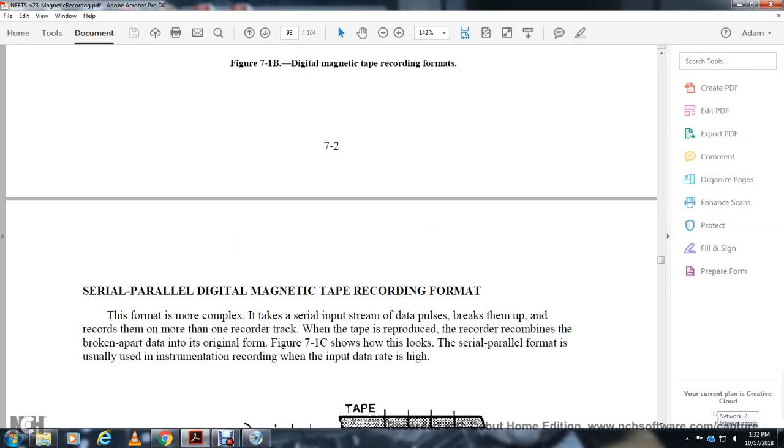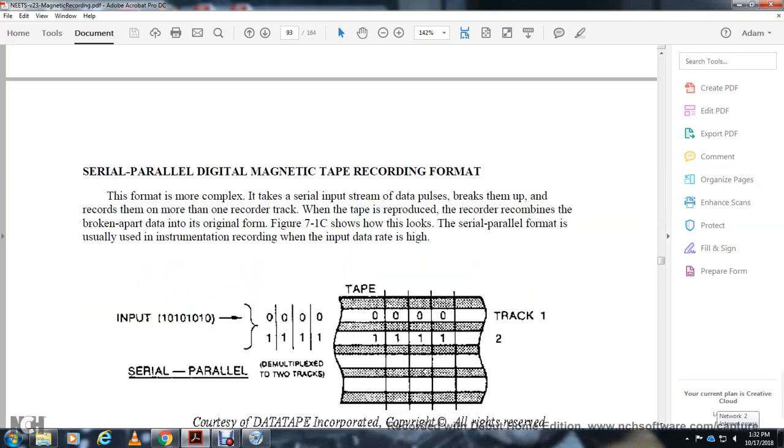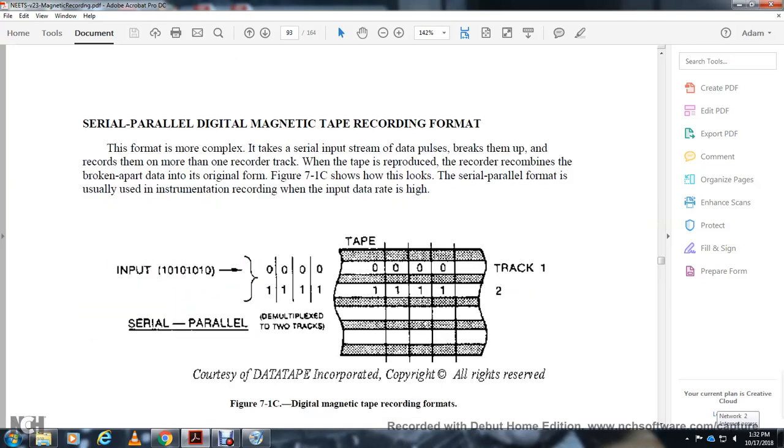Series-parallel digital magnetic tape recording format. This format is more complex. The serial input data stream is broken down and recorded on one of the word tracks, while the tape reads back the recorded part of the data. Figure 7-3 shows how the serial-parallel format looks. It is usually used with instrument recorder input with a higher data rate, for tracks 1 and 2.